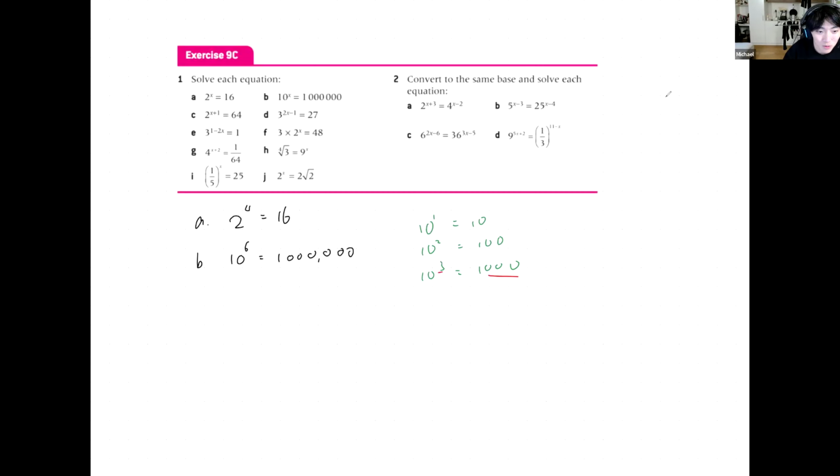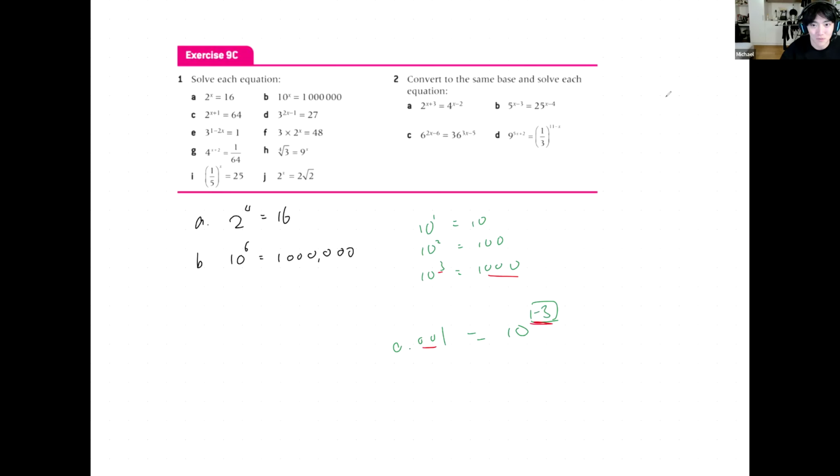For example, very basic one, 0.001. What is this to the power of 10? Anyone tell me? To the power of -3. Yes, -3, right. So I was saying that, see, here we have two zeros, but it's a -3.